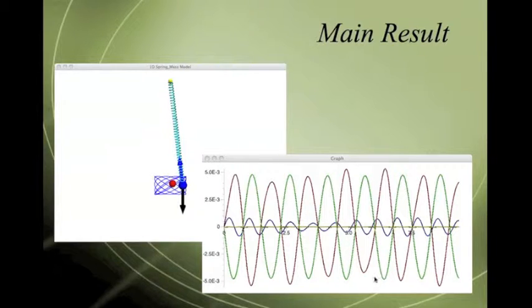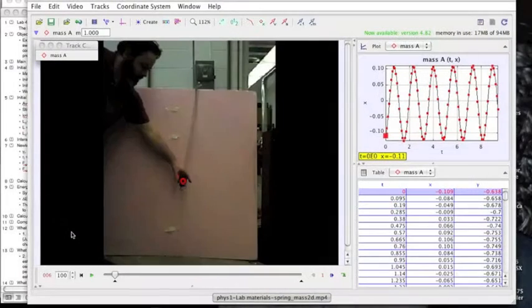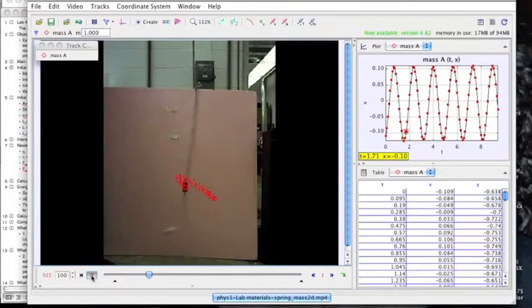Here's the main result for my computational model. This is the video that I analyzed in Tracker, and as we'll see later, the computational model matches up very nicely to this video.